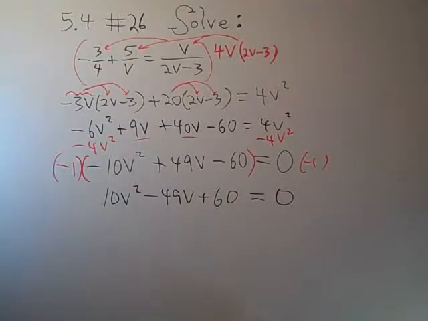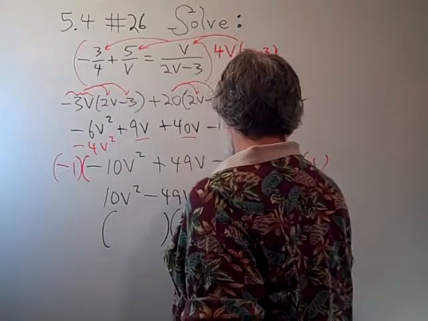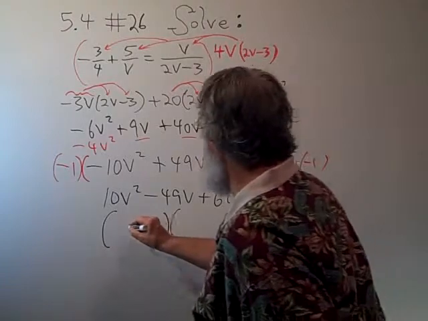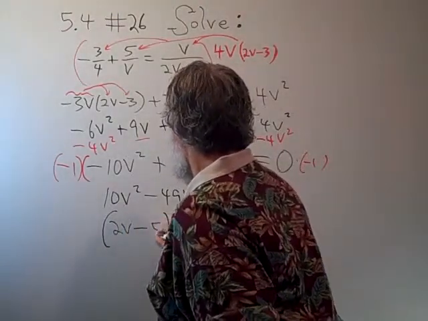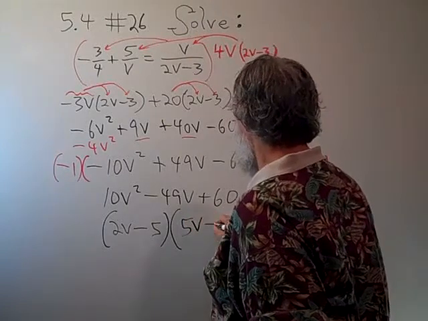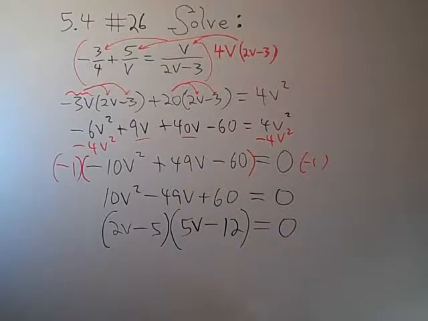So we have to factor this polynomial, and here's what we get. After we finish this solution, I'll go back and show you how that factored exactly. But in any case, it's 2v minus 5 times 5v minus 12. So that can equal 0 if either of those two factors is itself equal to 0.